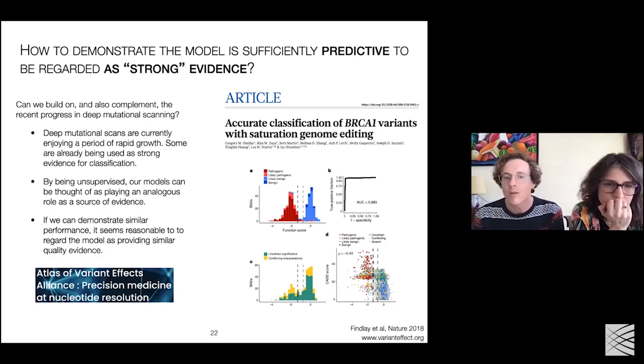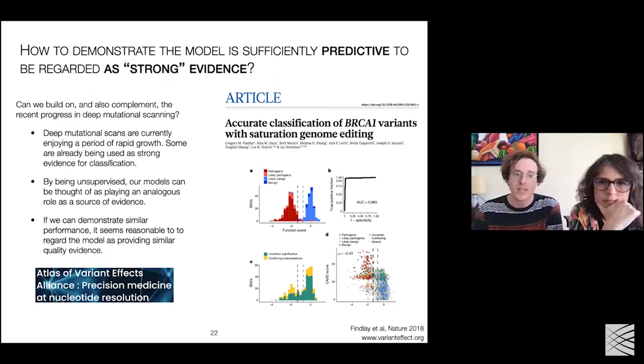So, one very nice example is the saturation mutagenesis experiment by Greg Finlay et al. when he was back in Jason Jura's lab. And they basically show that they get a superb AUC, so their validation is actually just the same as ours. And since then, this data has been used as a source of evidence for classification.